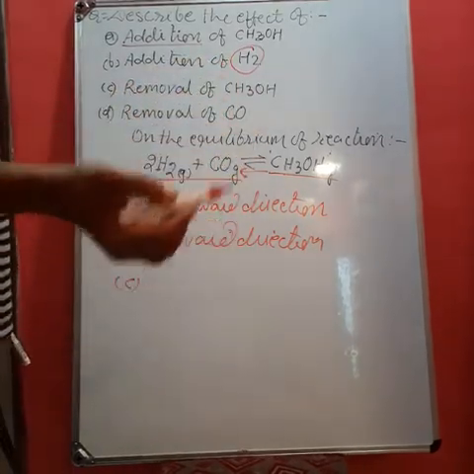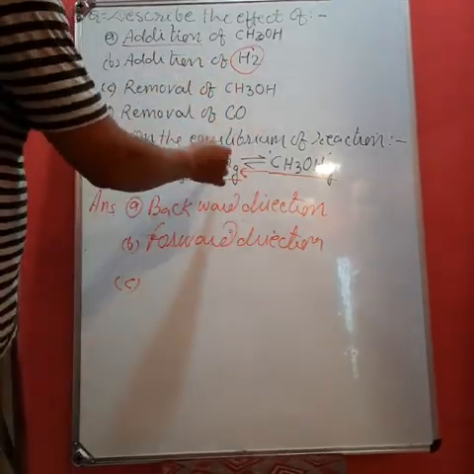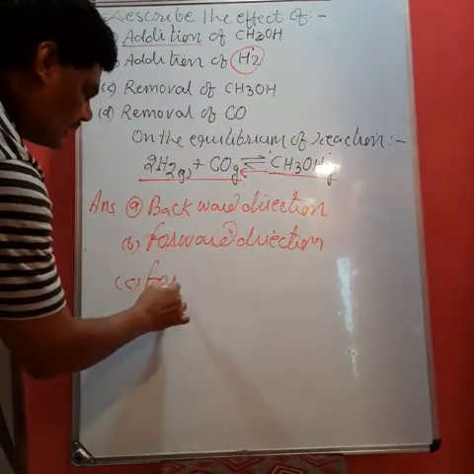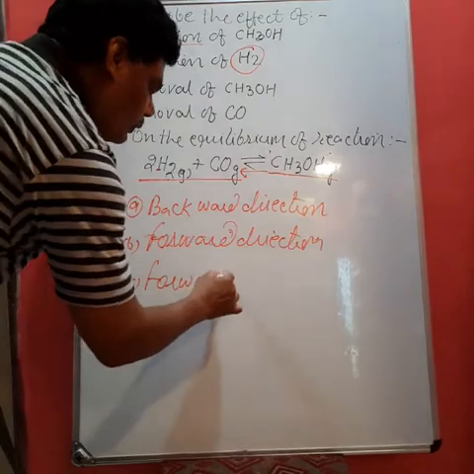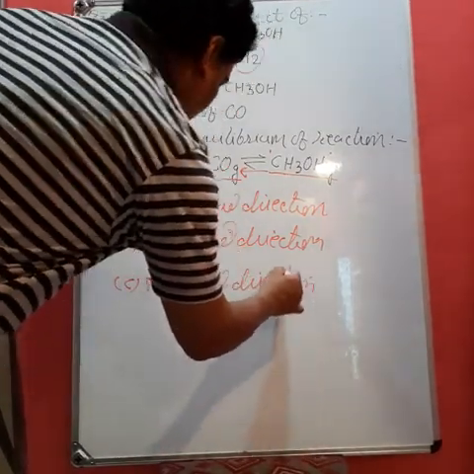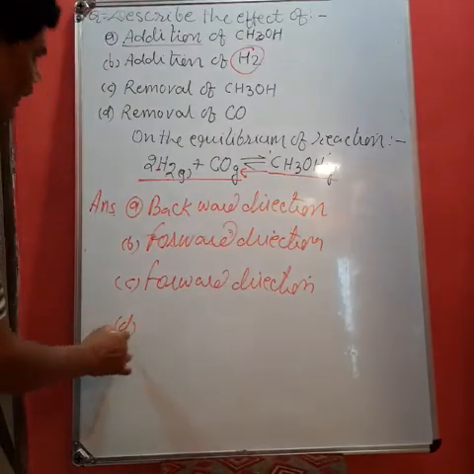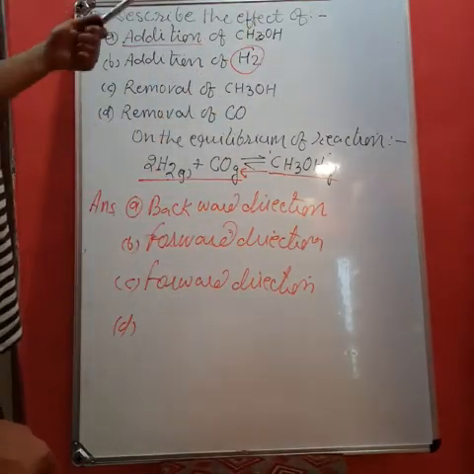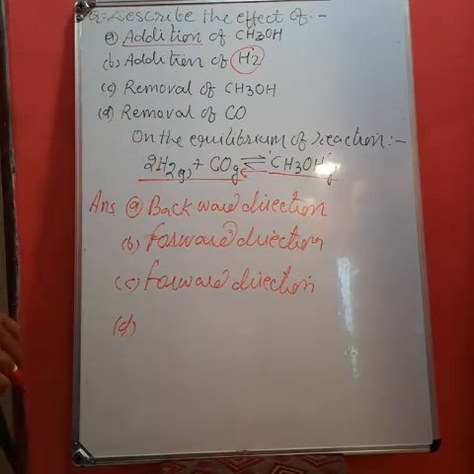So to make the Kc constant, reactant will again react to give the product. That is, in this reaction, we can say the reaction will shift to the forward direction. Are you getting? And number D, what? Removal of carbon monoxide. Now student, can you give the answer to this question?